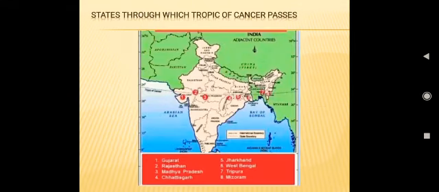Children, do you know through how many states does the Tropic of Cancer pass? The Tropic of Cancer passes through 8 Indian states. And which are these states? These are Gujarat, Rajasthan, Madhya Pradesh, Jharkhand, Chhattisgarh, West Bengal, Tripura and Mizoram. The Tropic of Cancer divides India into almost 2 equal halves.